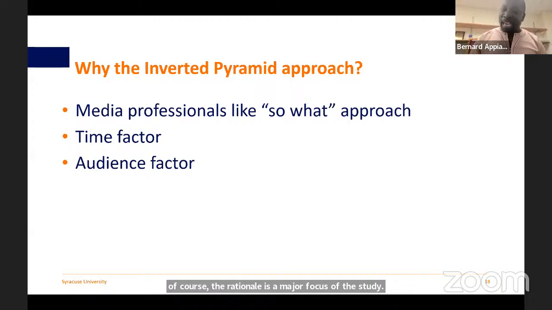Those of us in the media, we like the "so what" approach. Okay, so your study has shown that this is effective. So what? What happens next? Those are things you need to consider talking to them about as you go further to engage with the media.